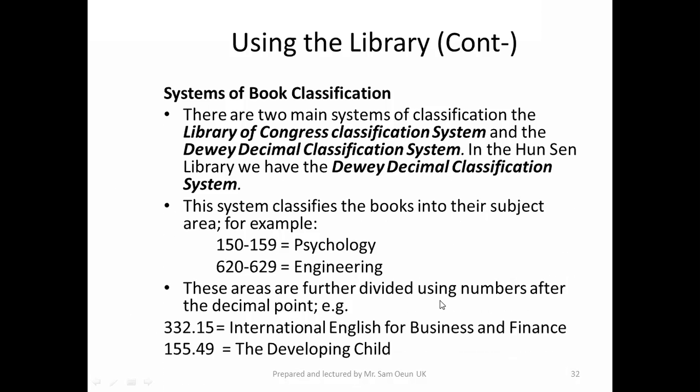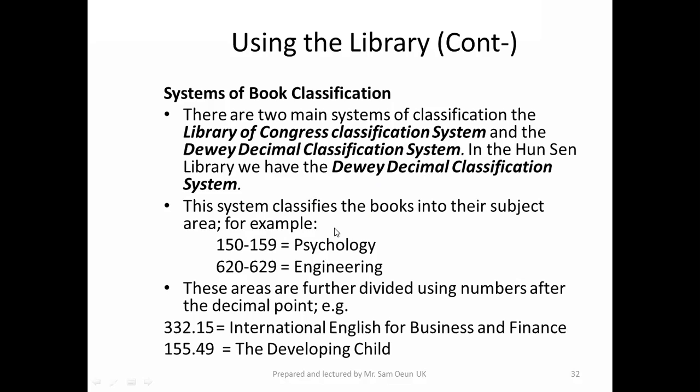Okay, so here we're talking about the system of book classification in the library. There are 2 main systems of classification. Okay, the first one we call the Library of Congress Classification System and the second is the Dewey Decimal Classification System. In the Hon San Library, located in the Royal University of Phnom Penh, we use the Dewey Decimal Classification System. This system classifies the books into their subject areas.